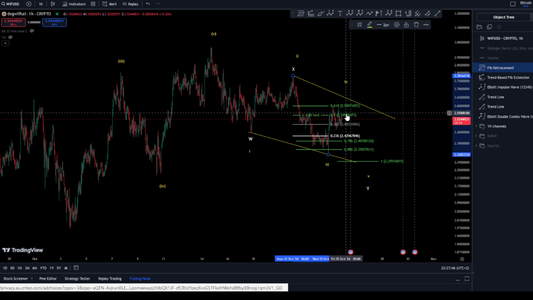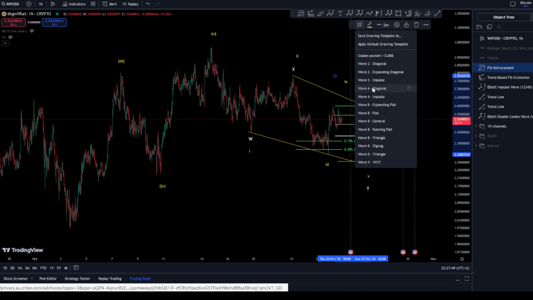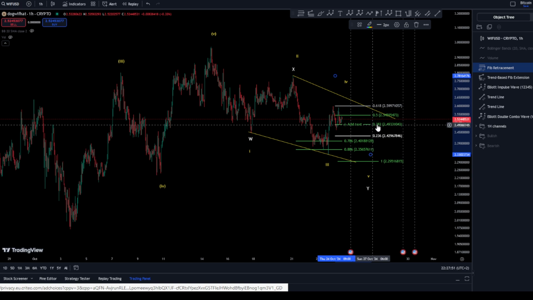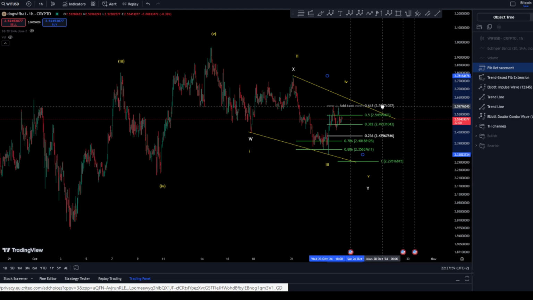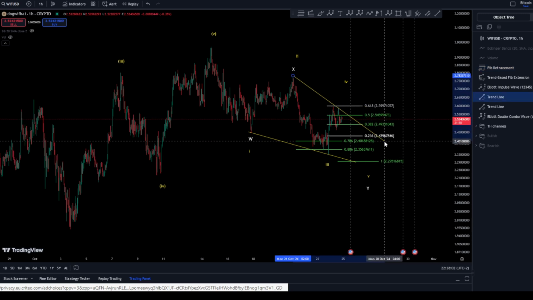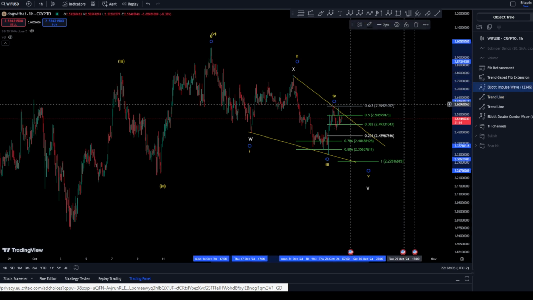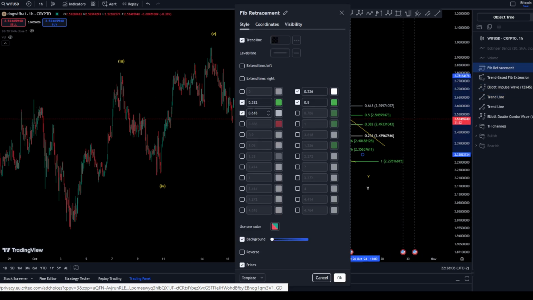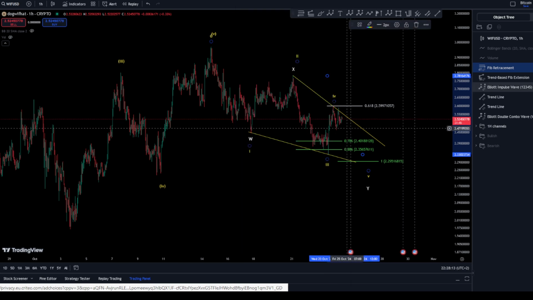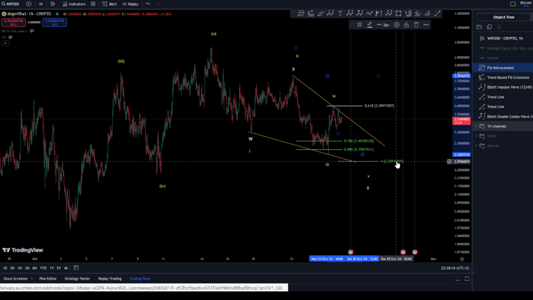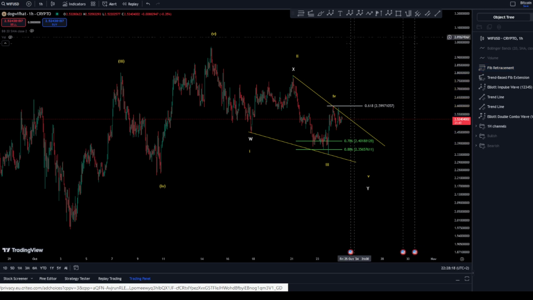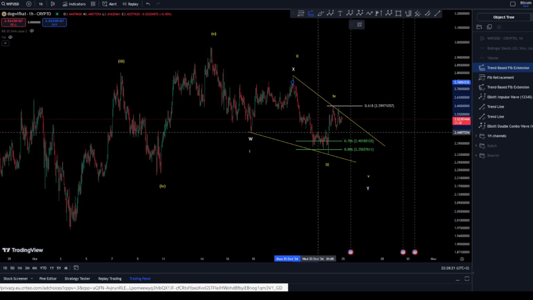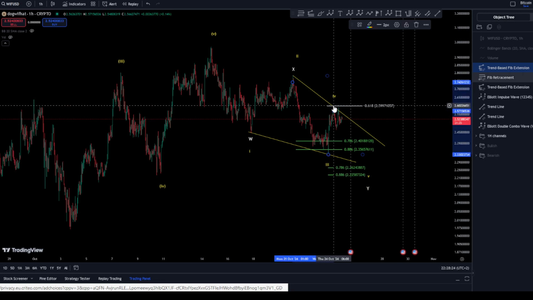If we retrace now, with a diagonal wave 4, okay, we have reached 0.618 already. So yes, it should be already finished, guys. If that is a wave 4, yeah, we have reached already a fib. So be careful with it. Of course, it might be a diagonal, guys. In case that we finished our wave 4, let's get our diagonal wave 5.